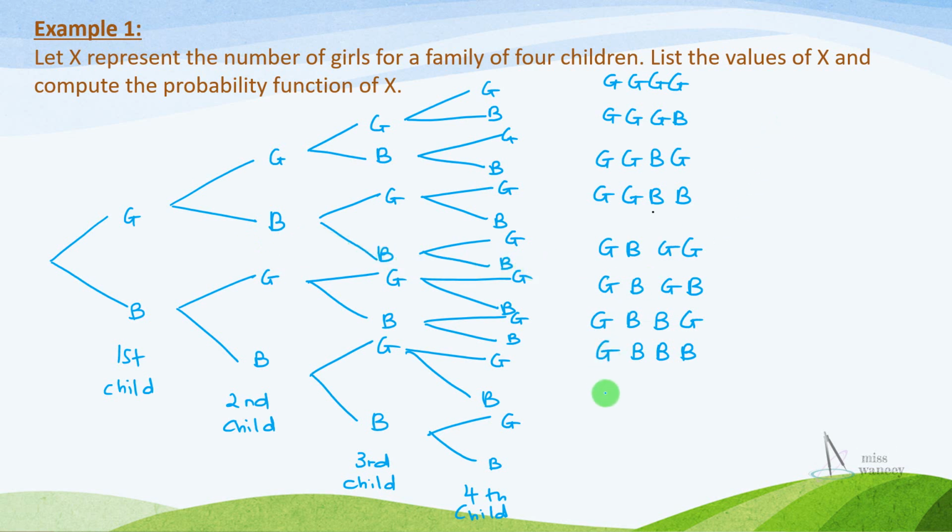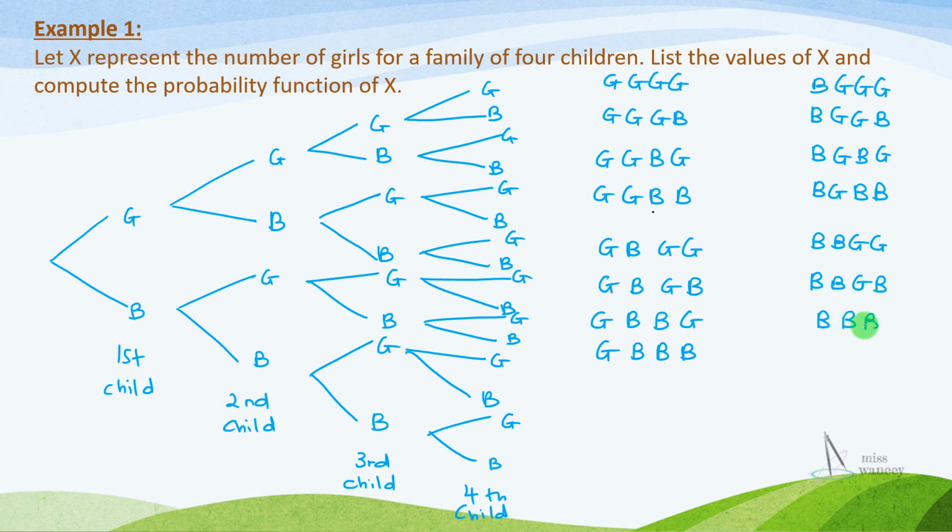And of course, you have the same thing, but starting with B. So we might have BGGG, BGGB, BGBG, BGBB, BBGG, BBGB, BBBG, BBBB.